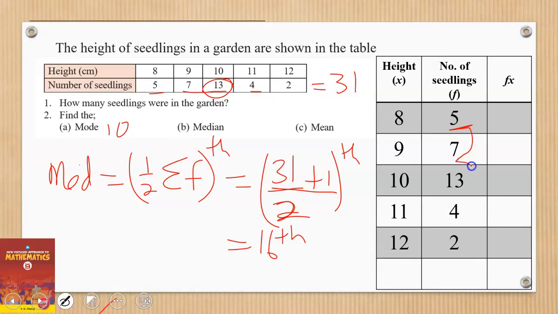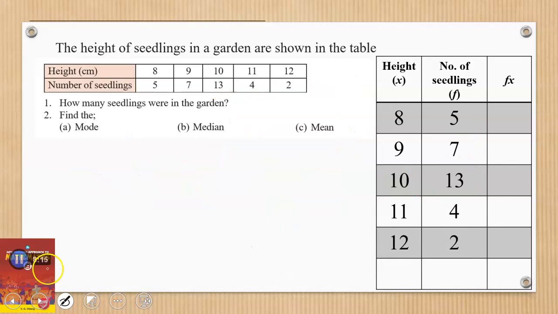So 16th position, we go again by adding 5 plus 7, which will give us 12, plus 13, and that will be 25, which means the 16th position is within this range. So we track it to this point, and that gives us 10, which means that median is 10.